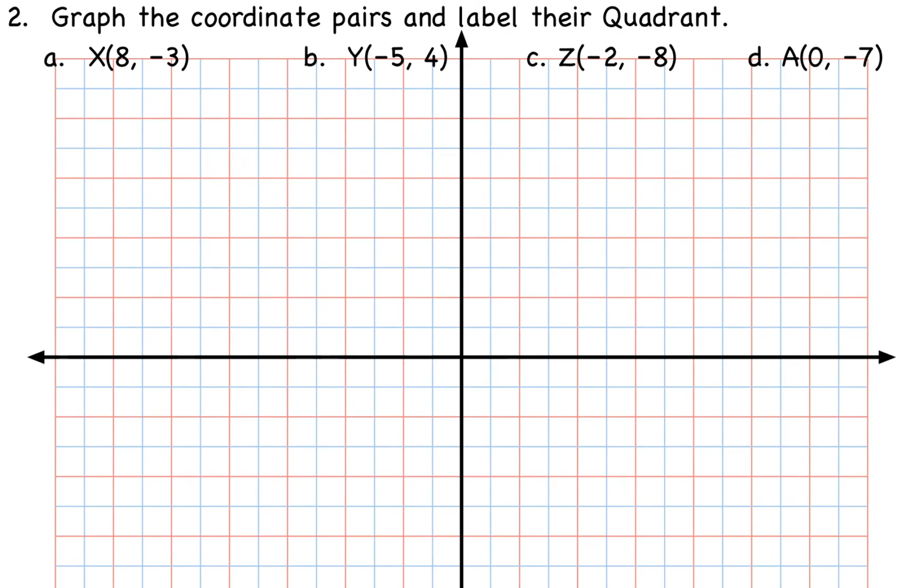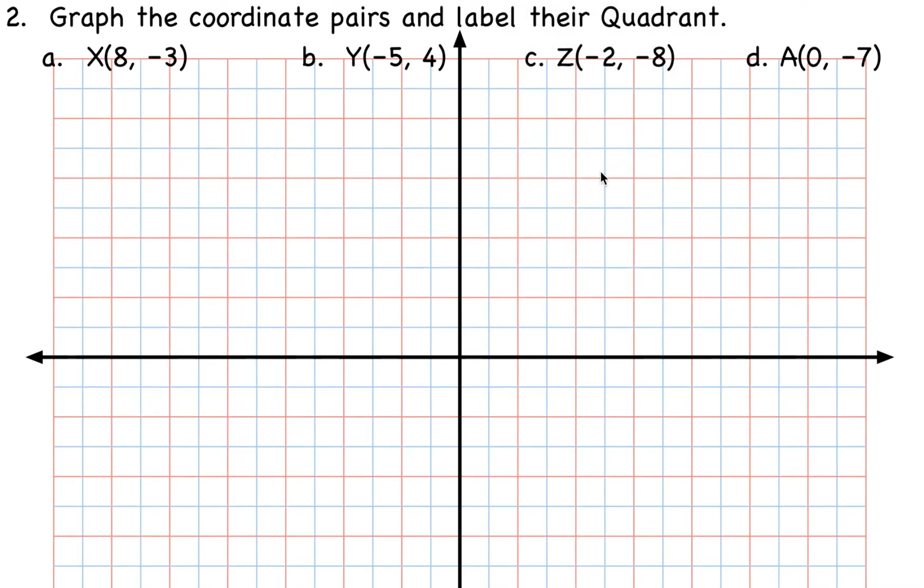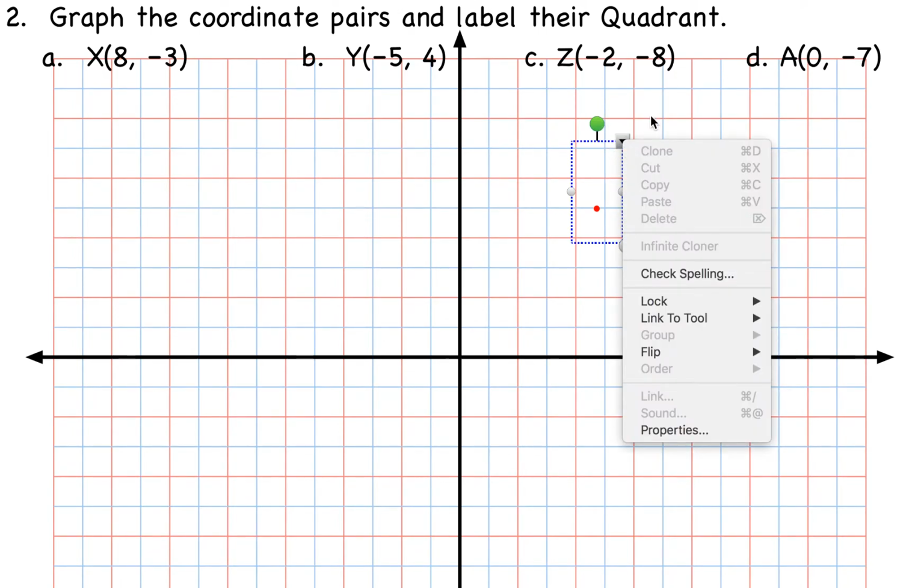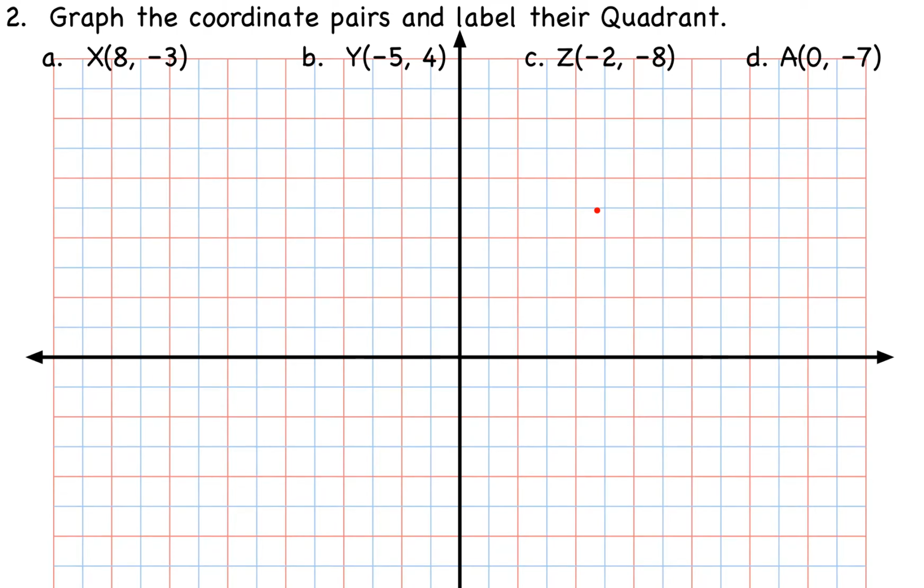So this one, what I want you to do is to graph the coordinate pairs and label which quadrant they're in. Okay, so I think what I'm going to do first of all, I should have done this ahead of time, but you're going to get to see me do this on the fly, I guess. I'm going to go ahead and create a point here. There we go. I'll put it over here off to the side. Oh, and it's going to give me some grief here. This is the bad part about doing things on the fly, right?